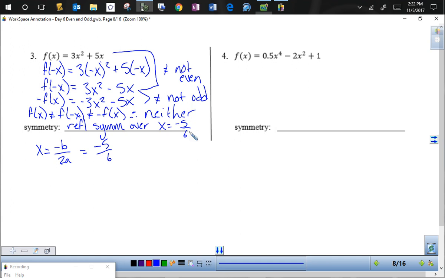Alright, let's take a look at the next one. We've got f of x equals 0.5x to the fourth, excuse me, minus 2x squared plus 1. Remember the first step is to look at f of negative x and simplify. I'm hoping by now we've noticed a little bit of a pattern. When you take a negative to an even power, it's always positive, and when we take a negative to an odd power, like over here, it ended up being negative, or switching the sign. So here, this ends up being positive, so we have 0.5x to the fourth.